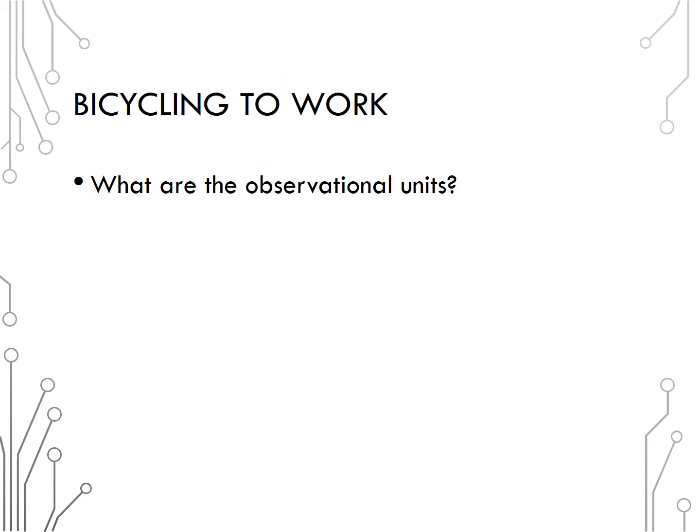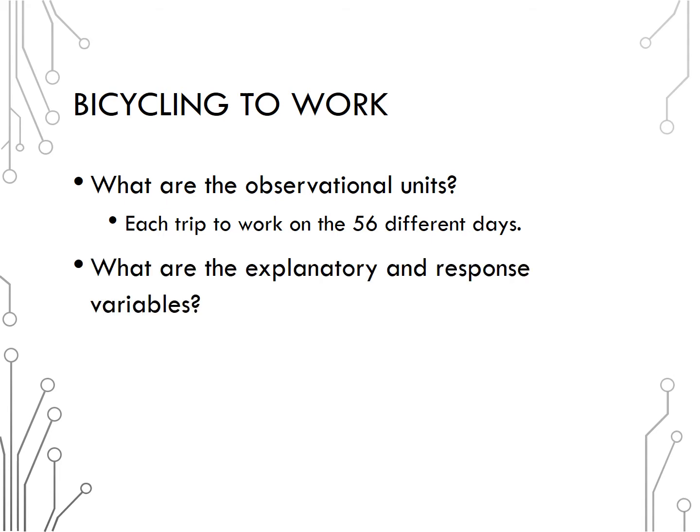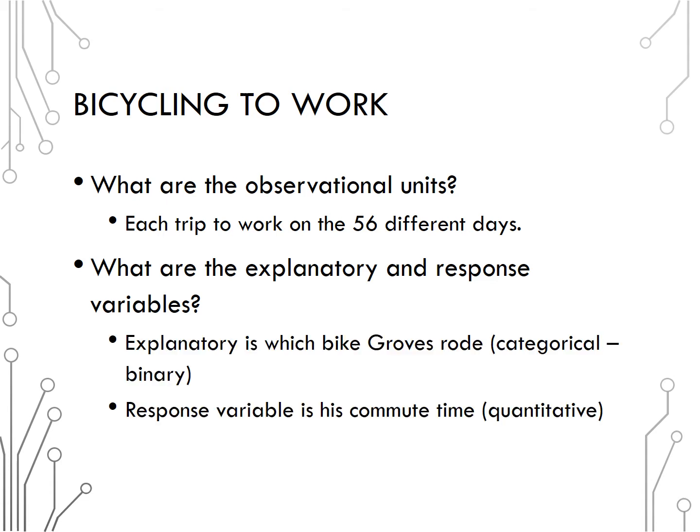What are the observational units here? The 56 days. Think about our sample. We have a sample size of 56, or 56 days, and therefore days, or each trip, is one observational unit. How about the explanatory and response variables? The explanatory variable would be which bike he rode, or the weight of the bike frame, steel or carbon. The response variable would be the commute time. Notice each variable here, explanatory and response, is measured on the observational unit, the day.